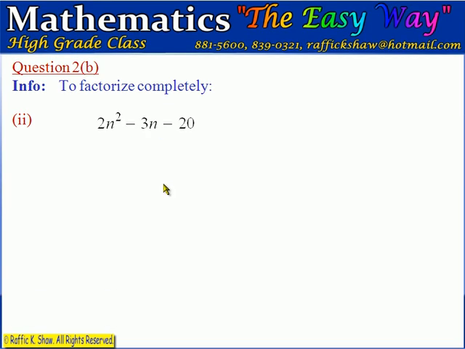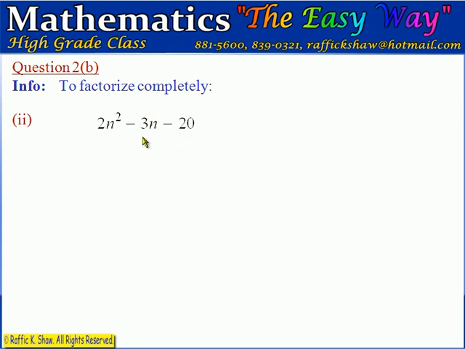Let's move down to part 2. Now, part 2 gives us this quadratic expression. It's a quadratic in n. And so we have to apply the special method of factorizing a quadratic expression, and it involves converting this 3 terms expression into 4 terms by splitting this middle term.